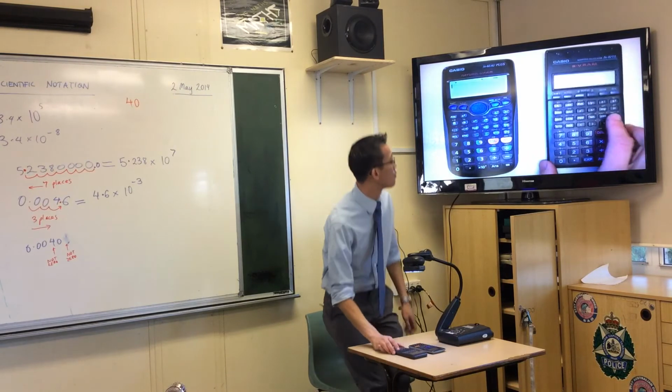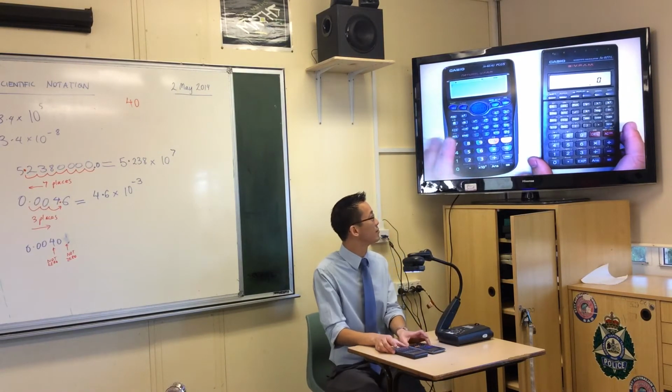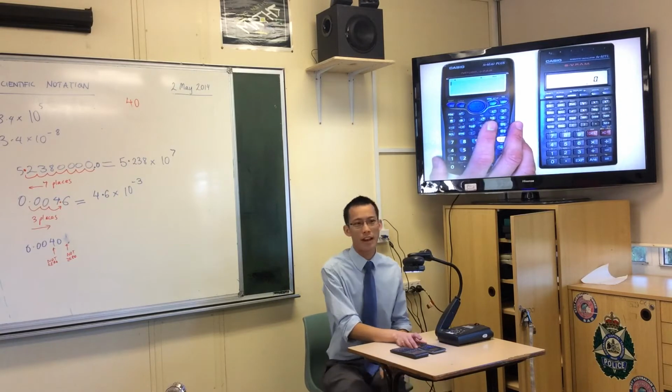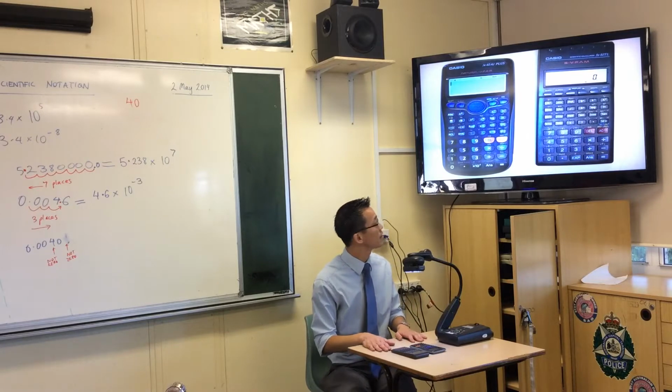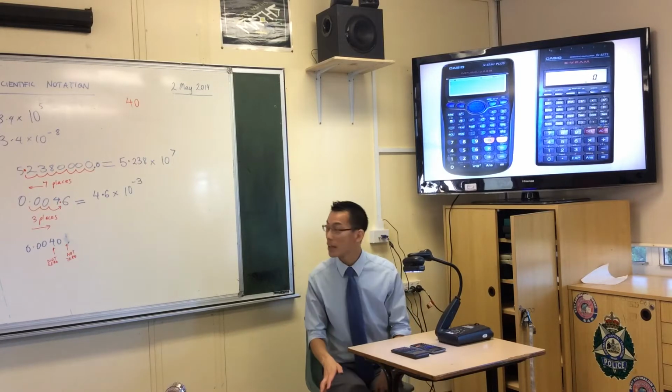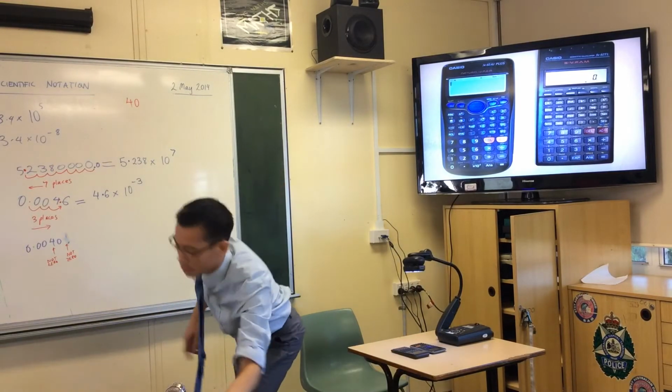Now, the reason why I've got both calculators here: I've got my old-timey one from when I was in year 7, and I've got the one that I think most of you have, okay? The reason is there's some difference between the buttons that I'm going to draw your attention to in a minute. But just to start, have a look at this one. We did this one just now.